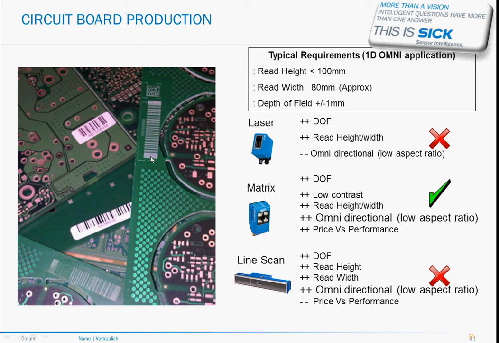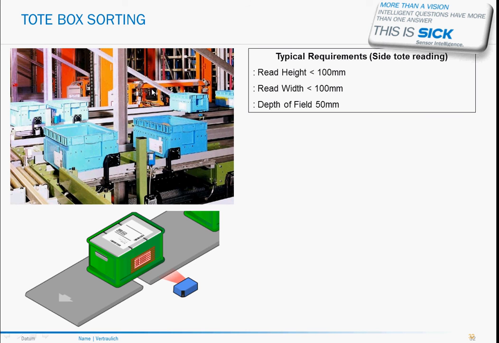You can see here we need no depth of field. We've got a very poor contrast code here, so the laser reader wouldn't read this, but the matrix scanner would. You can see it's ideal for this application where we've got labels and poor contrast, and also we've got snuck in there a 2D code too.